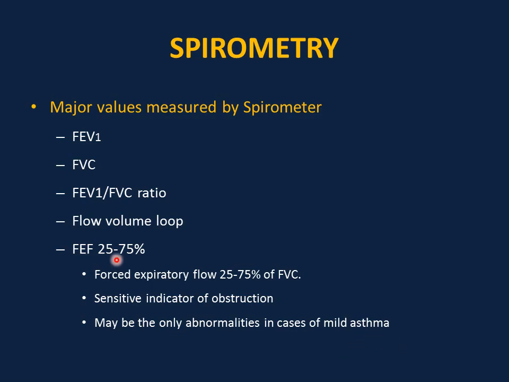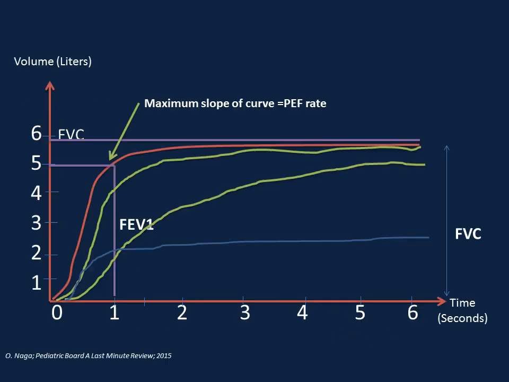So why is this important? Because sometimes all the other values are normal and this is the only abnormal value, and it will help us in the diagnosis of mild asthma, as we'll see in the next few slides. Let's learn how to read the exhaled volume curve. On the exhaled volume curve, the x-axis is time in seconds, and the y-axis is the volume in liters.